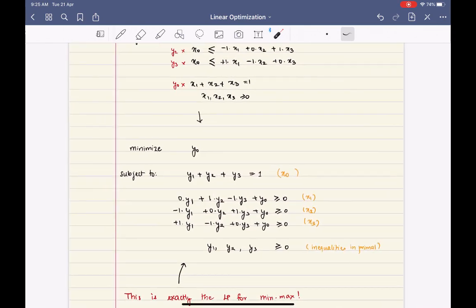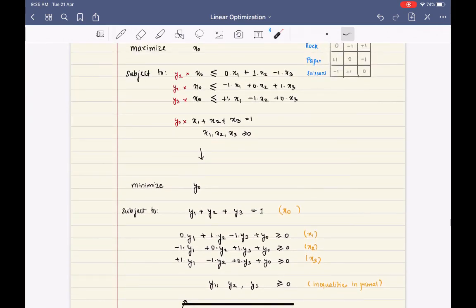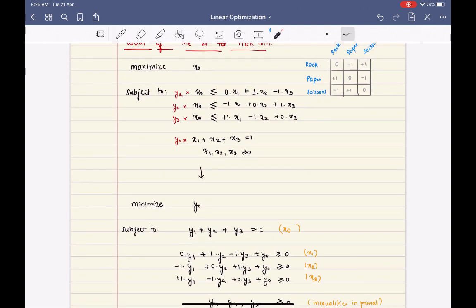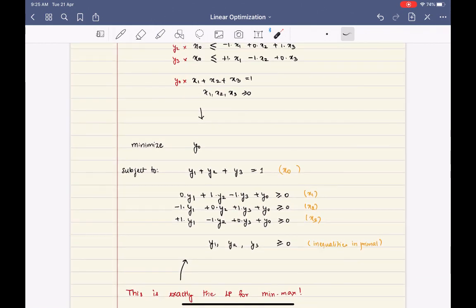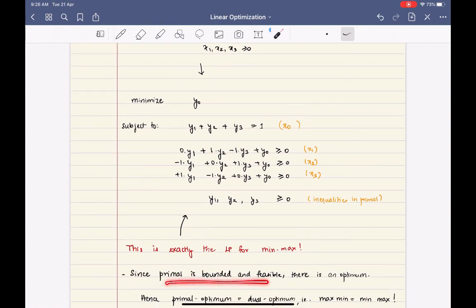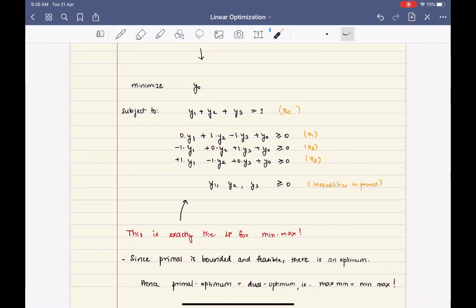Now the next thing to note is that the primal has a feasible solution. You can always put x1 to be 1, x2 0, x3 0. You can always play a pure strategy, and then get some value. So the primal is feasible and also bounded, because the set of feasible solutions is contained inside the hypercube of the corresponding dimension. So the primal is bounded and feasible, hence there is an optimum, and this implies that the primal optimum will be equal to the dual optimum based on whatever we know so far, and hence, at least in this example, we have seen that max min is equal to min max. So this is the main thing.